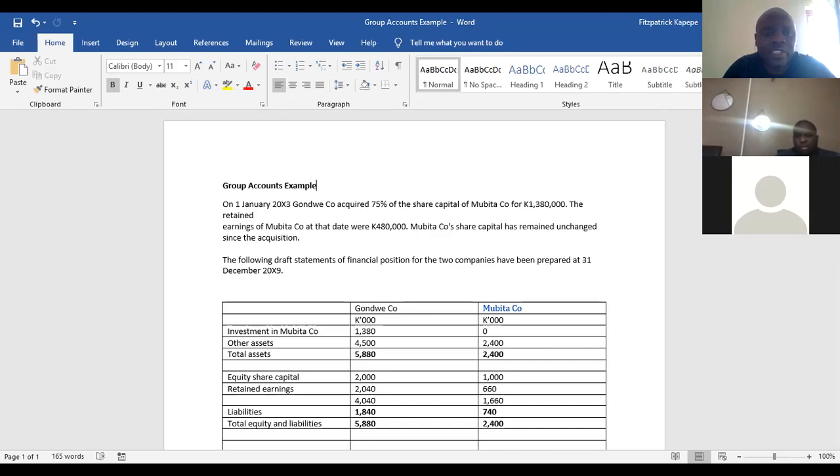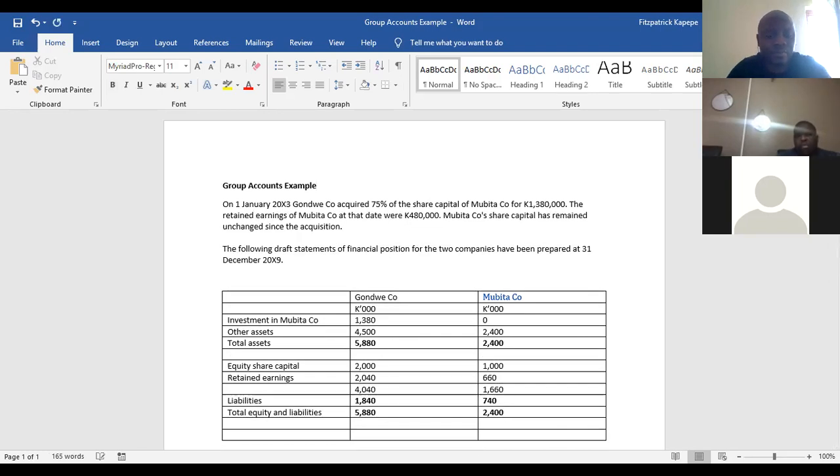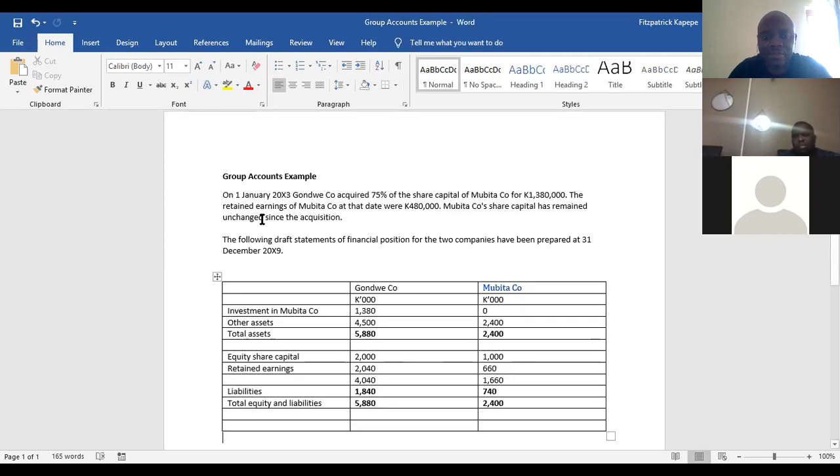It reads, on 1st January 2023, Goodwill Company acquired 75% of the share capital of Movita Company for 1,380 thousand. The retained earnings of Movita Company at that date were 480,000. Movita Company's share capital has remained unchanged since the acquisition. The following draft statements of financial position for the two companies have been prepared at 31st December 2009.